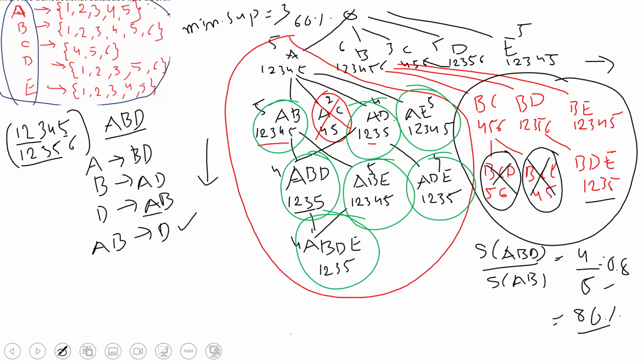Now if you calculate for D to AB, the support of D is 4 and support of AB is 4. So 100 percent confidence for this. That's how you calculate the confidence of every association rule, and you use those association rules to recommend products. That is the final thing that you will do.